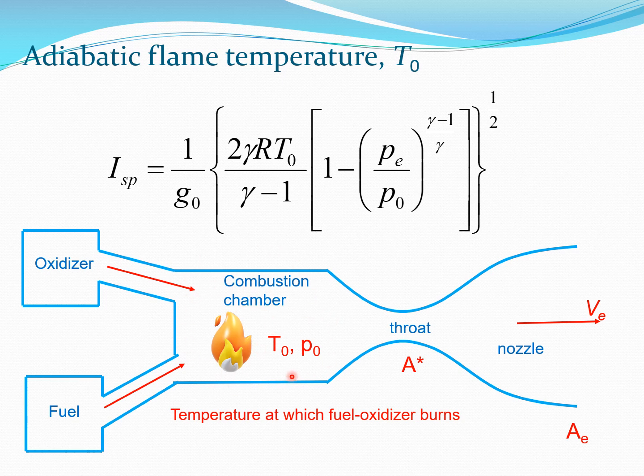So this is not something you can do much about, depending on the choice of the fuel and oxidizer you have made. These things are going to come here, they are going to burn, and that temperature at which they burn is going to be T0 here. So what you can do is select the oxidizer and fuel accordingly.